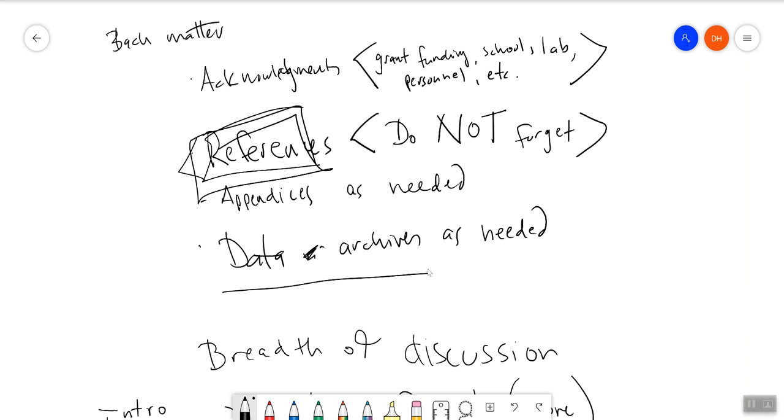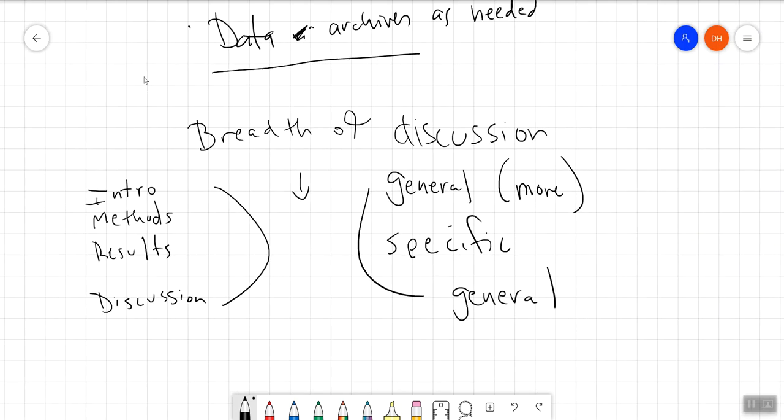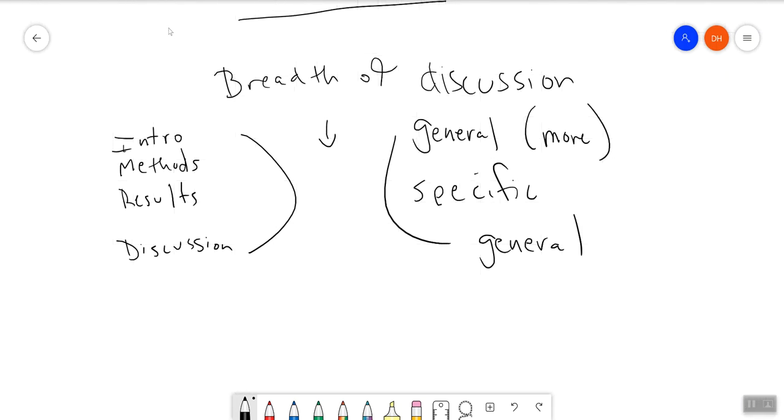Data archives, probably you wouldn't really need to do this. This is actually pretty rare unless you're doing, goodness, I don't even know, maybe genetics or chemistry or something like that. You wouldn't really need a data archive for anything that we're going to do, probably not even up through graduate school.